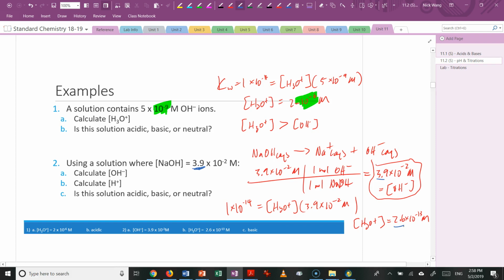Finally, let's compare the two amounts, H3O plus versus OH minus concentration. Again, looking at the exponents, 10 to the negative second versus 10 to the negative 13th, 10 to the negative second is a much larger value than 10 to the negative 13th. So which one's greater in concentration? OH minus is greater in concentration versus H3O plus. Therefore, this is a basic solution.